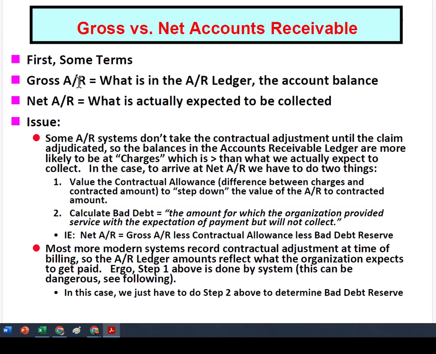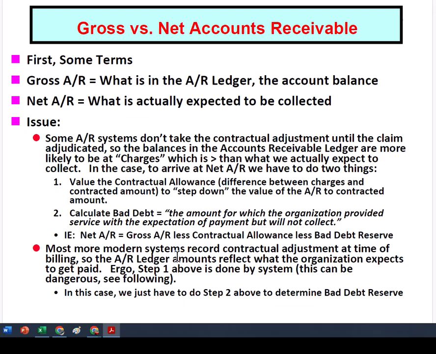And so to get from gross to net, what we actually truly think we're going to get paid, we had to make an estimate of contractual allowances and an estimate of bad debt to get to net. So gross less contractual less bad debt.